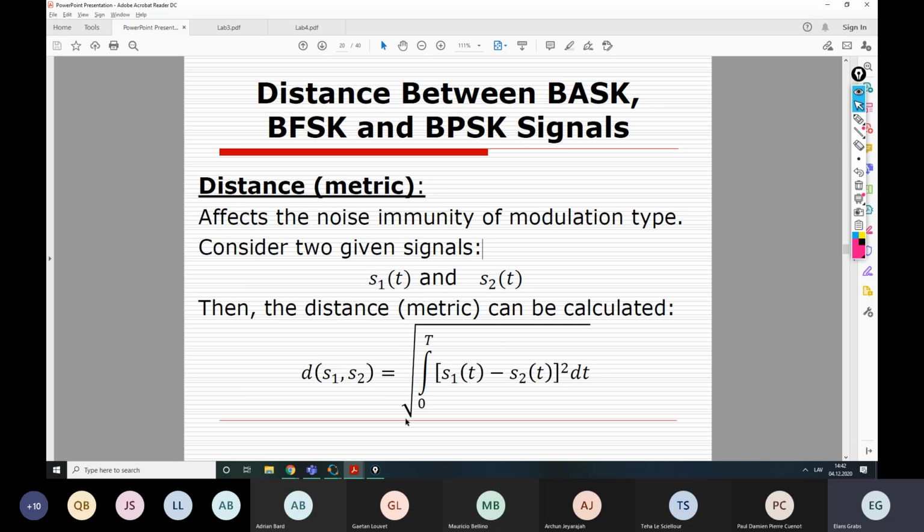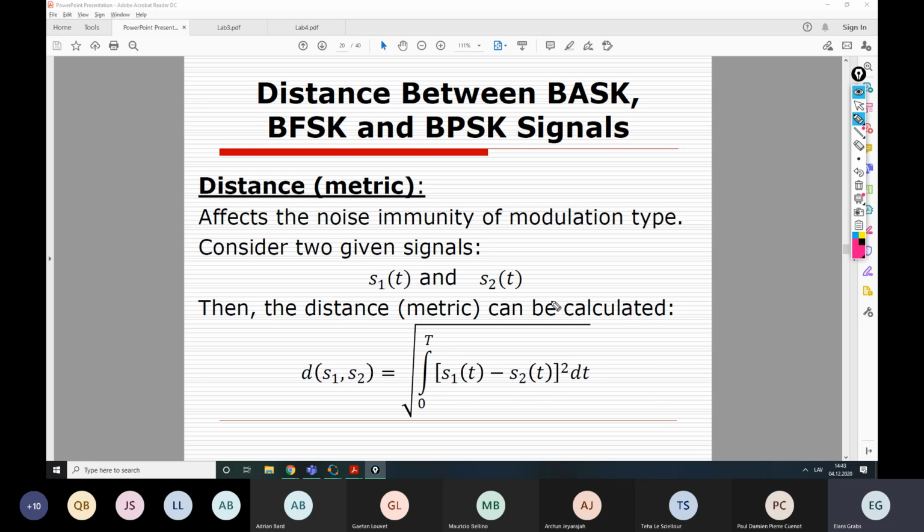calculated according to this equation. Basically, we find the difference between these two signals. Then we square it, so we find the energy of the difference, and integrate. So this is exactly the energy of the difference, and then we calculate the square root to find the effective value, not energy, of this difference.